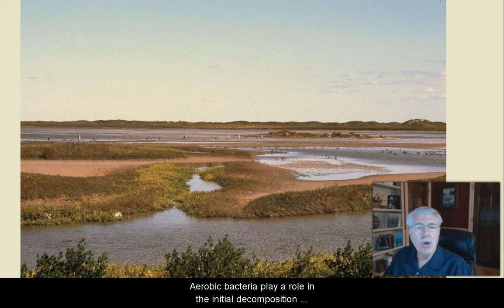Two types of decomposers help break down detritus. Aerobic bacteria play a role in the initial decomposition process. These bacteria require dissolved oxygen in the water, which can quickly be used up by the bacteria. Once this happens, anaerobic bacteria, which don't need oxygen, take over and do the majority of work in the wetland, feeding on detritus to break it down.